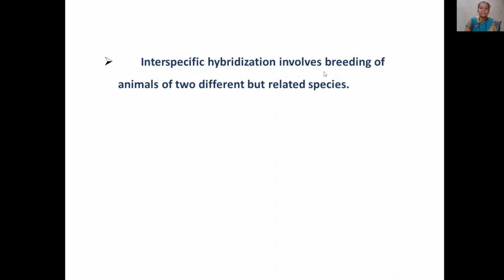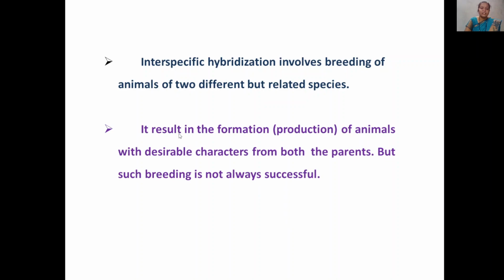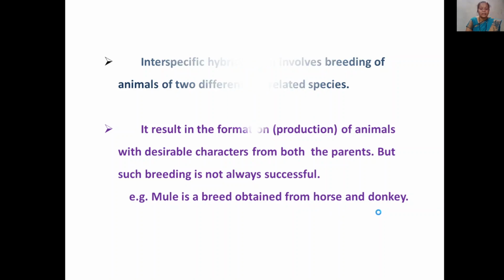Interspecific hybridization involves breeding of animals of two different but related species. It results in the formation of animals with desirable characters from both the parents, but such breeding is not always successful. Example, mule is a breed obtained from horse and donkey.